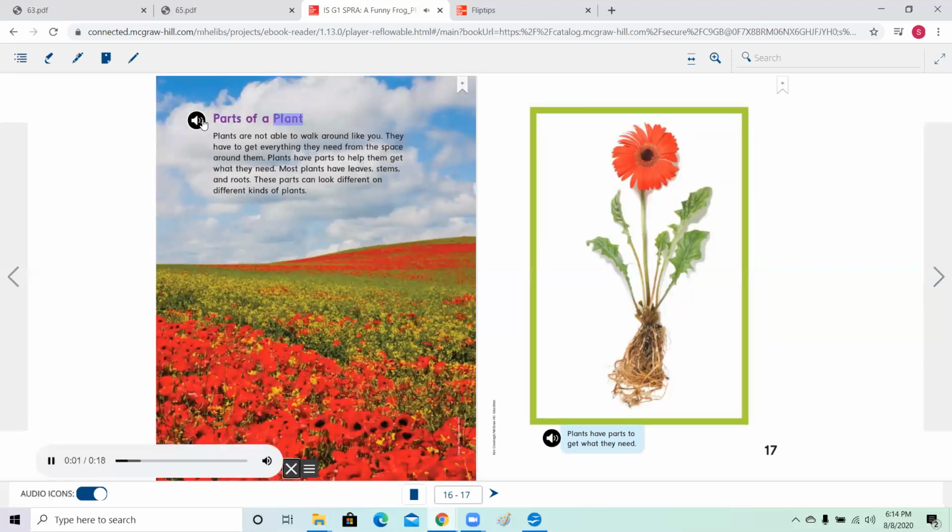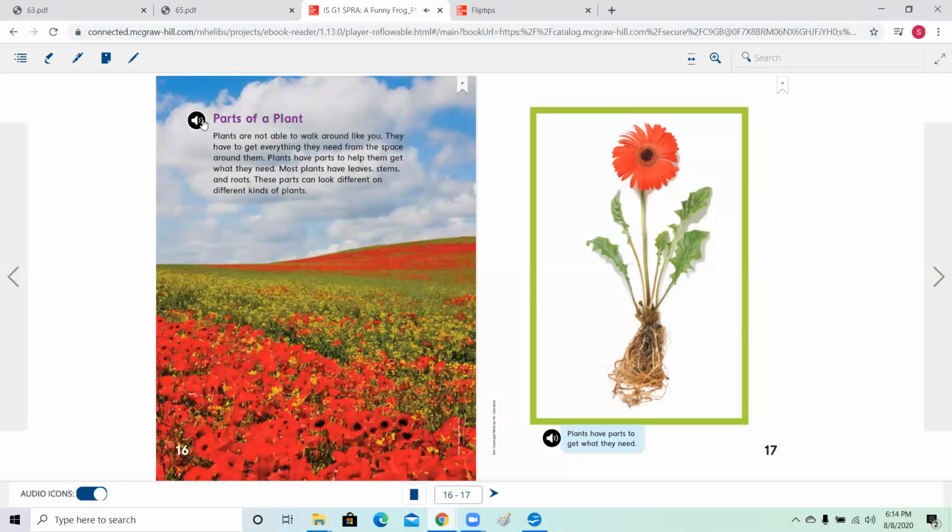Parts of a plant. Plants are not able to walk around like you. They have to get everything they need from the space around them. Plants have parts to help them get what they need. Most plants have leaves, stems, and roots. These parts can look different on different kinds of plants.